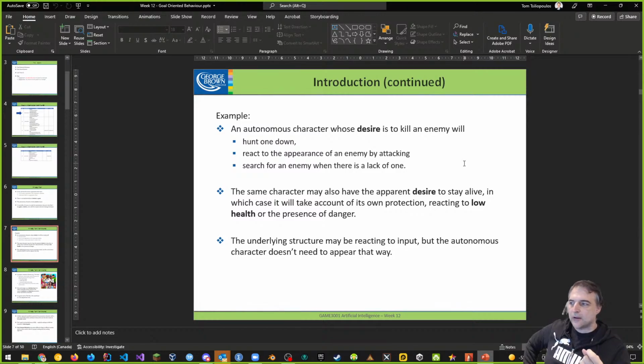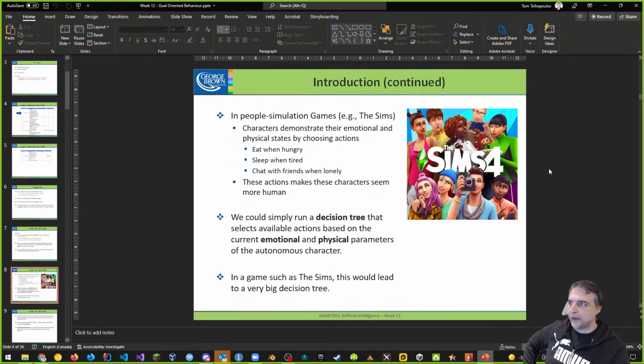The same character may also have the apparent desire to stay alive, in which case it will take into account its protection, so maybe some kind of defenses that it's going to build up, or react to low health, or respond to the presence of danger, raising the alarm, those kind of things. So again, the underlying structure may be reacting to input, but the autonomous character doesn't need to appear that way. We can make it different. And that's what this section is all about.